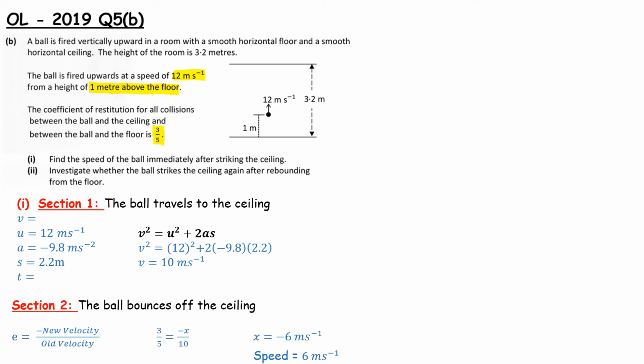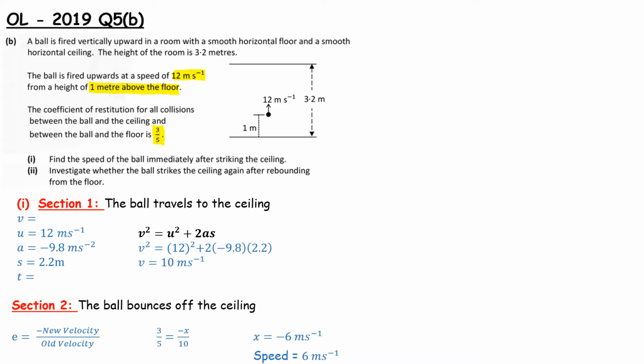Working that back, we get x equals minus 6 meters per second. That means it's going in the opposite direction. We took up as being positive, so it's telling us it's going back down, which makes sense because after it bounces off the ceiling, it's going to come down. So they asked us in the question for the speed of the ball immediately after striking the ceiling. So the speed is actually 6 meters per second, because remember, speed is a scalar quantity, so it doesn't have that positive or negative like the vector does.